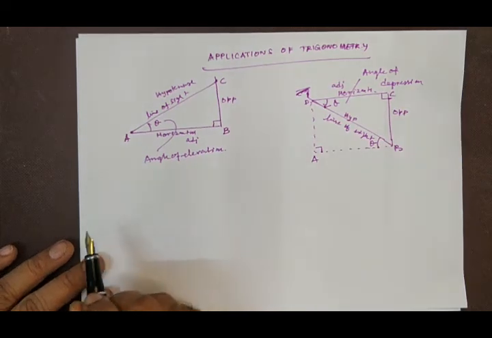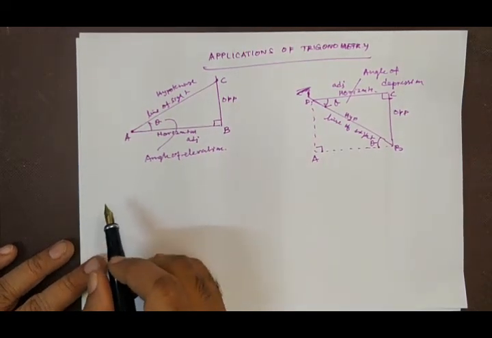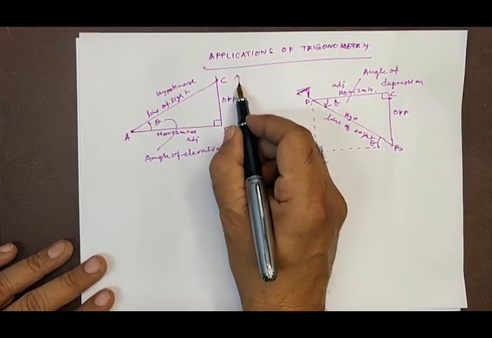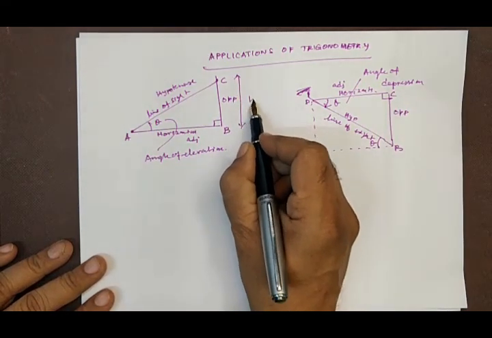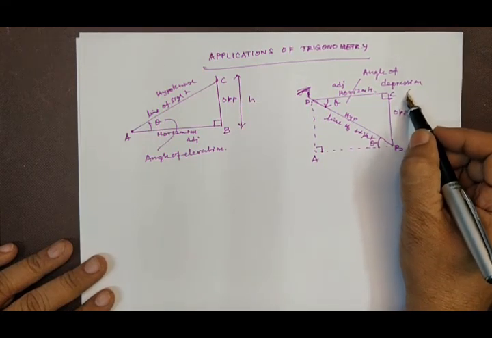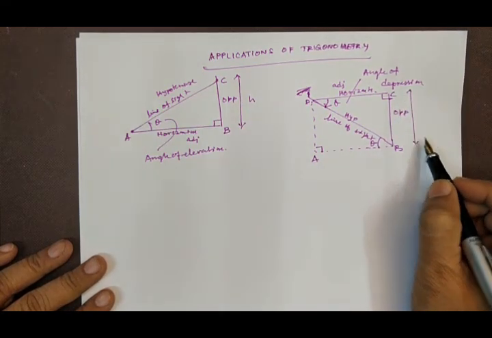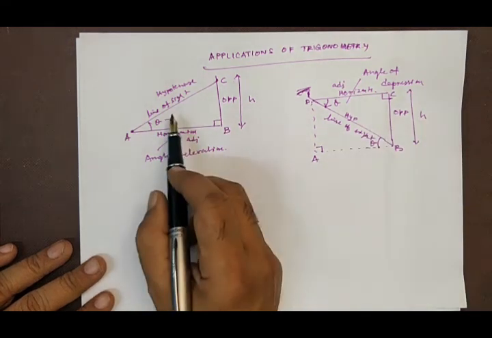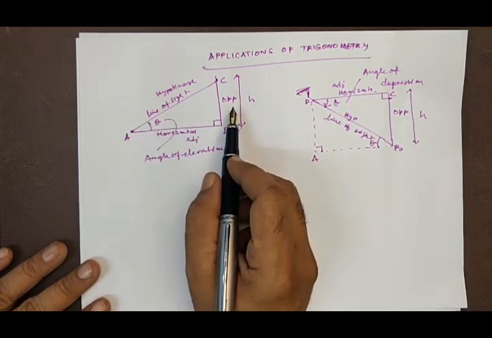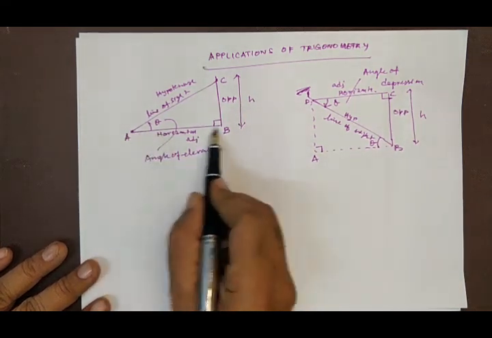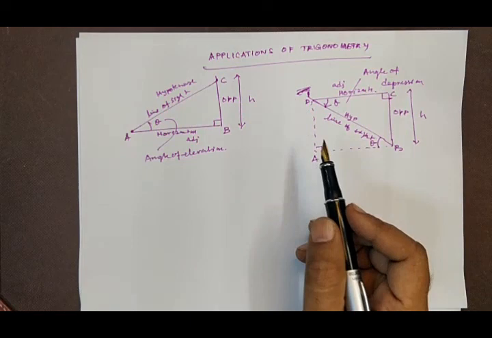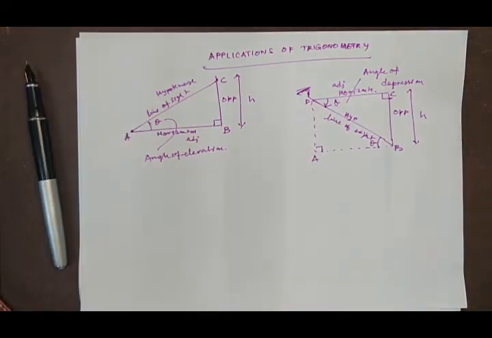Okay. So based on these values, you can find out the distance. Actually, this is the height. This opposite side is height. And what about this? This opposite side is also height. So whether it is angle of depression or angle of elevation, we can find out the height and the distance of the object also. And that's why it can also be called heights and distances.